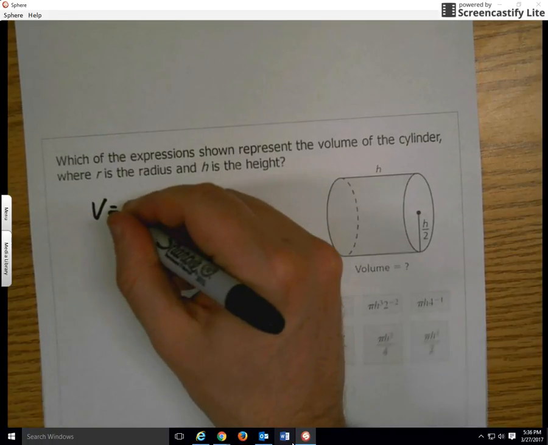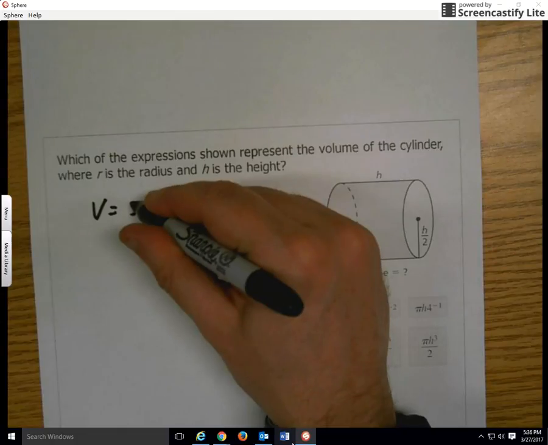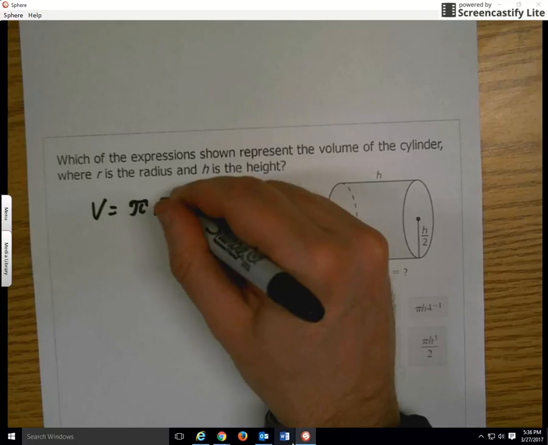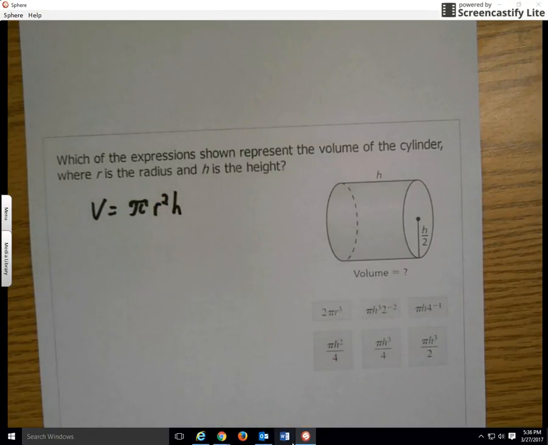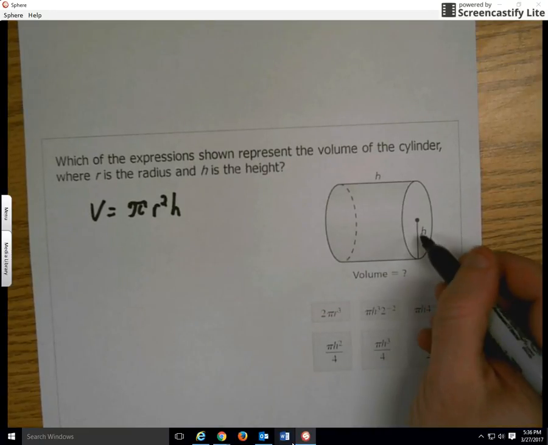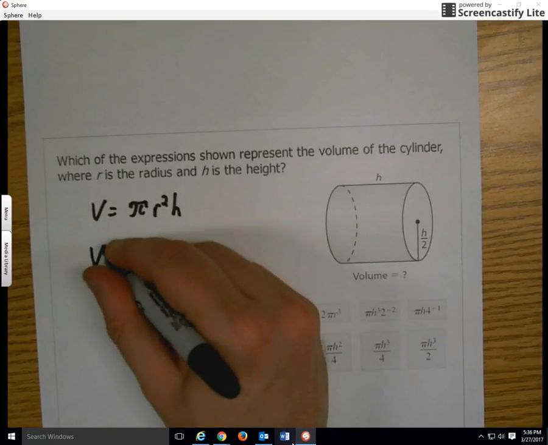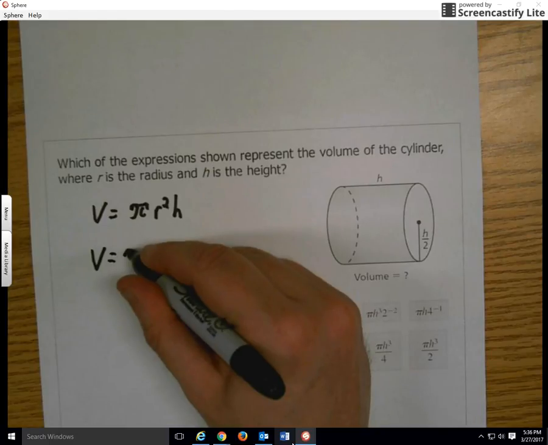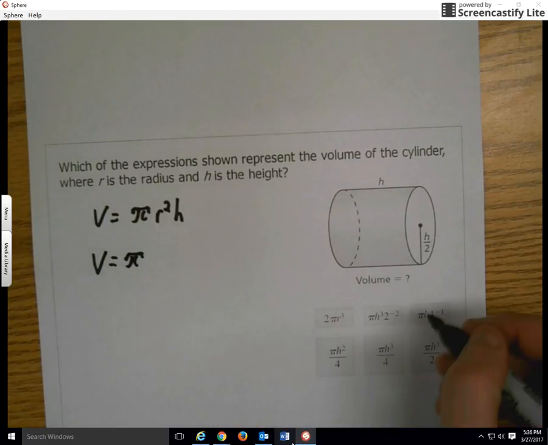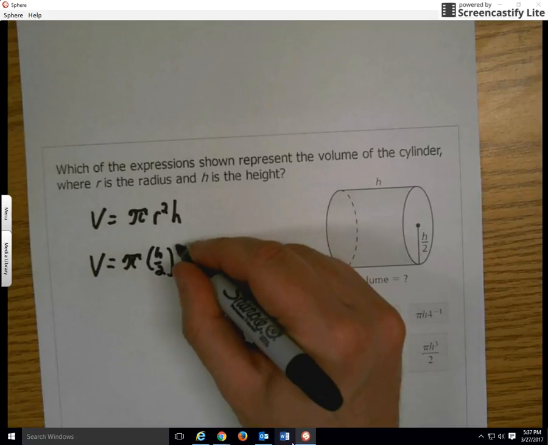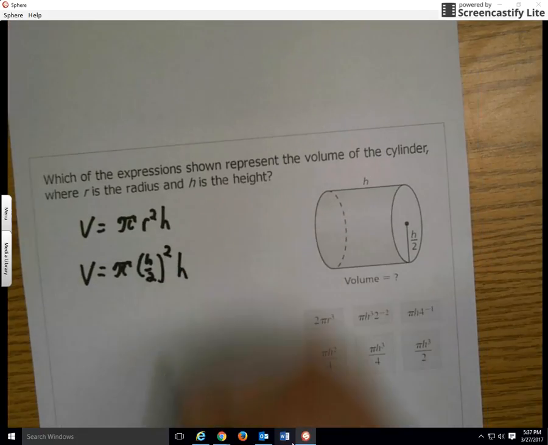V equals pi r squared times the height, or h. So knowing that, we should be able to substitute some things in and figure it out. So instead of the radius, they have the h, or the height, divided by 2. So let's substitute that in. V equals pi. Instead of a radius, we're going to put an h over 2. Everything else is the same, squared times the height.